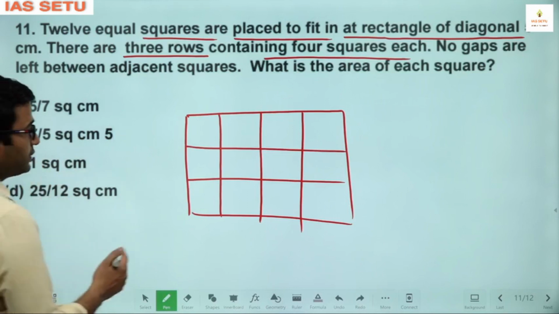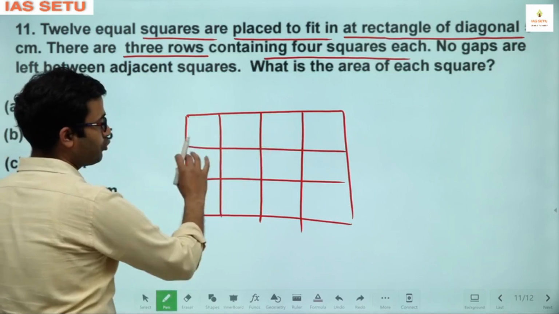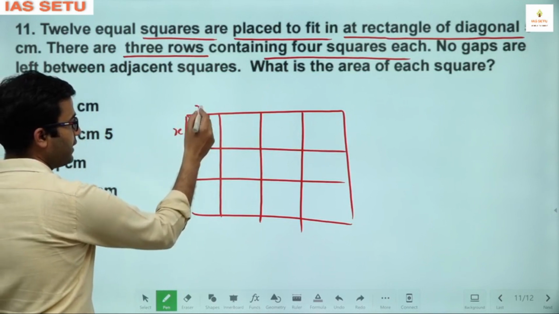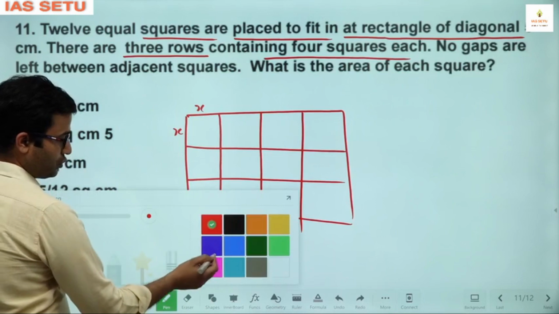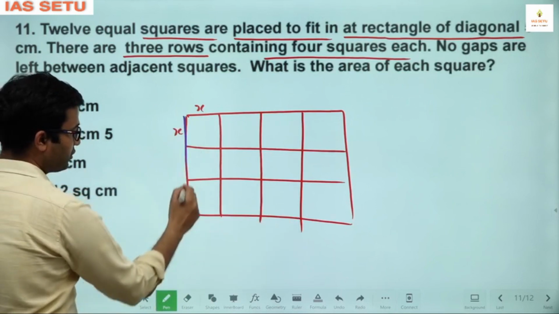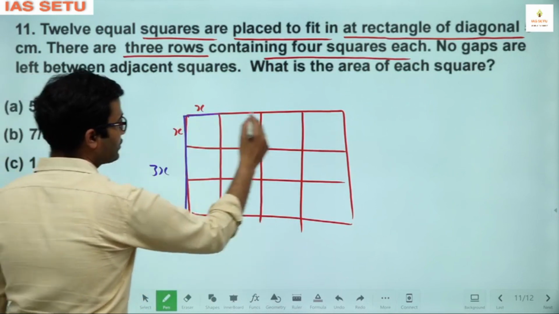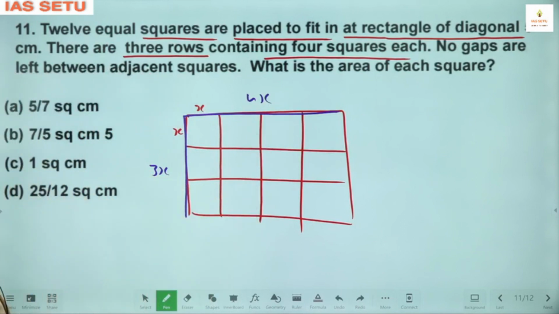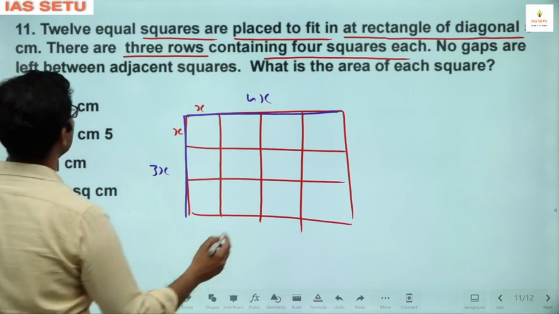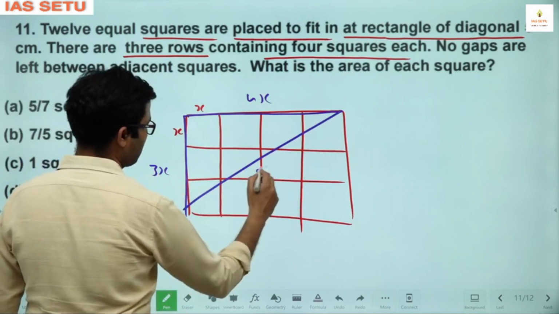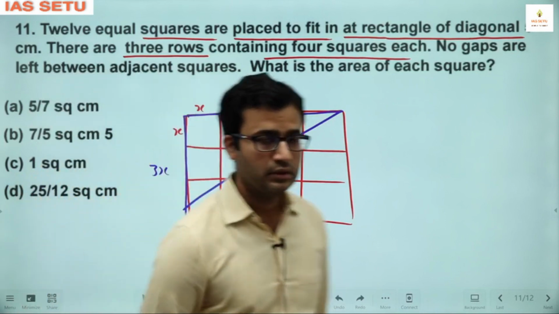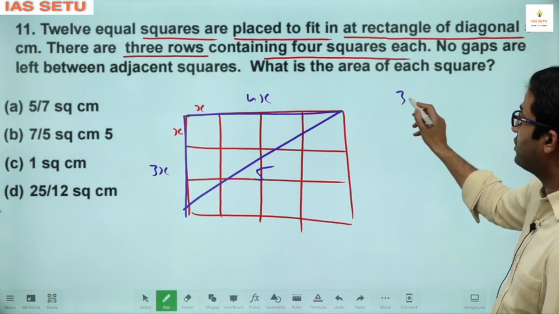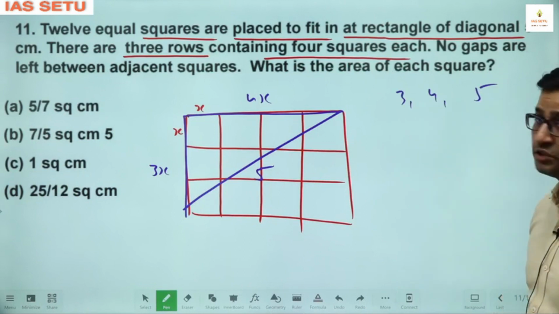So one thing is, we have 4 squares by 3 squares. I assume that the side of the square is x by x. So what does this rectangle become? 3x and 4x. And what is the diagonal of this rectangle given? 5 centimeter. Okay, the Pythagoras theorem says, here is the 3, 4, 5 triplet.